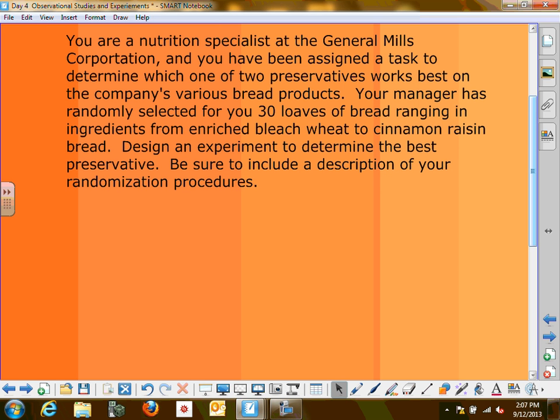What questions do you have about some things that you might, as a teenager, not know? We're talking about preservation, talking about these different bread loaves. Any questions before I say design? Okay, so you asked, do we need to block? Well, let's discuss that. What would the purpose of blocking be?